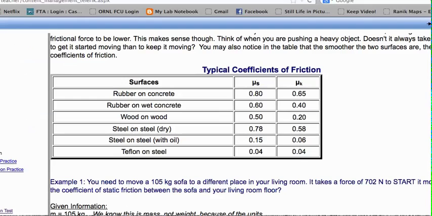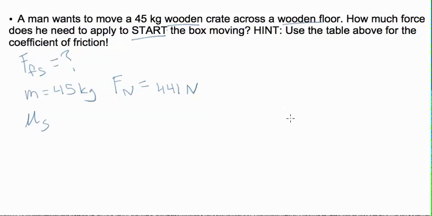So if we look at our notes, we can see right here, wood on wood, the static is 0.50. You'll notice that the kinetic friction is always less, or the coefficient of kinetic friction is always less. And if you think about it, you know that's true. If you're moving something, that first push always takes more force than to keep it moving. And this is why, because the coefficient is less. So we know it's 0.50.